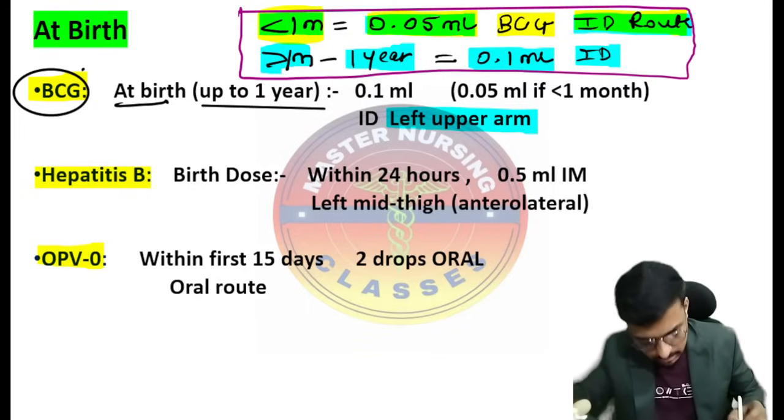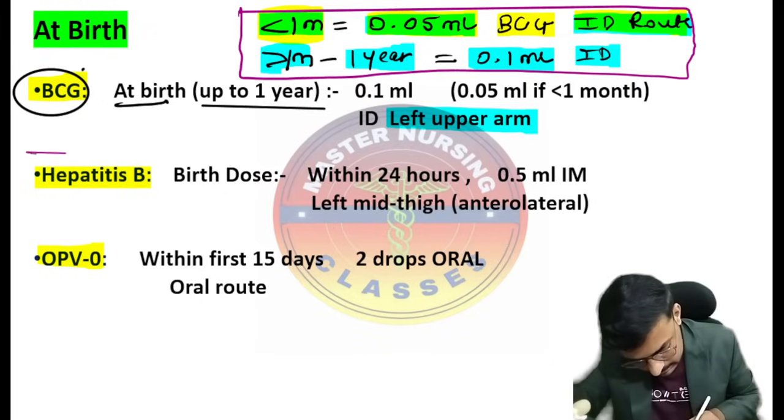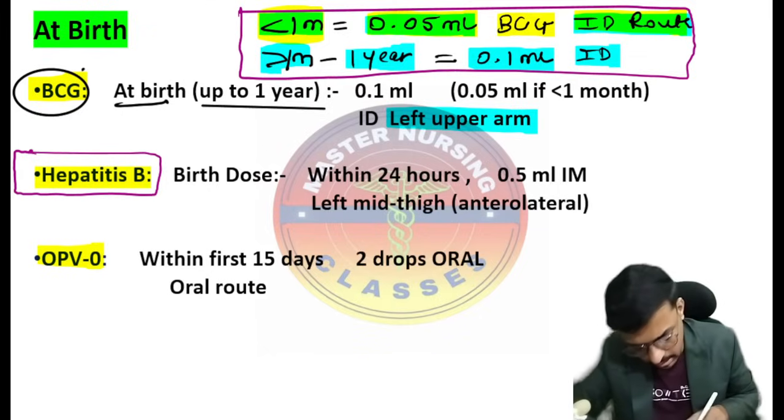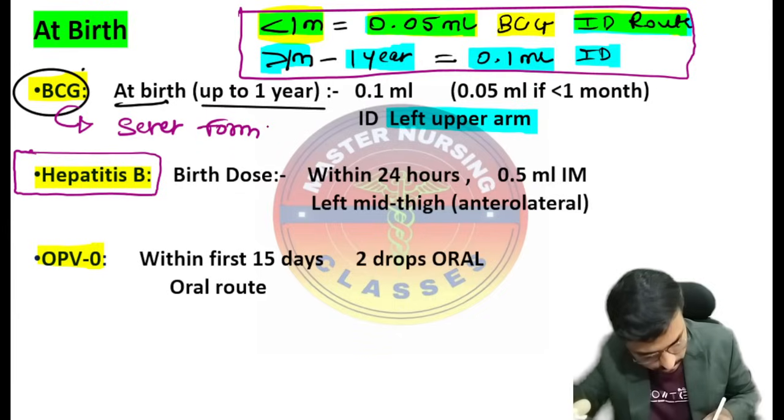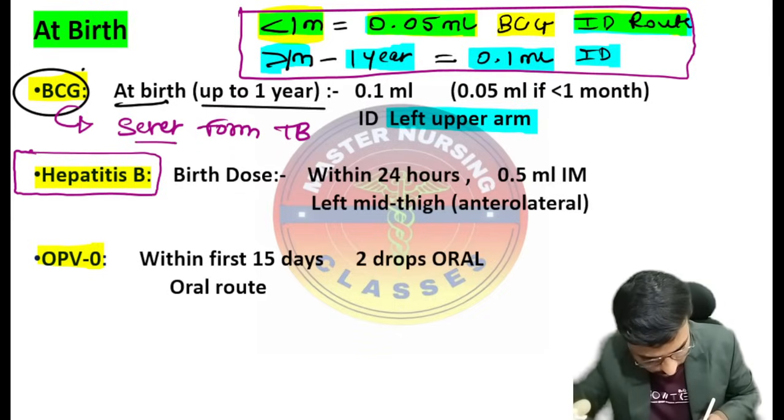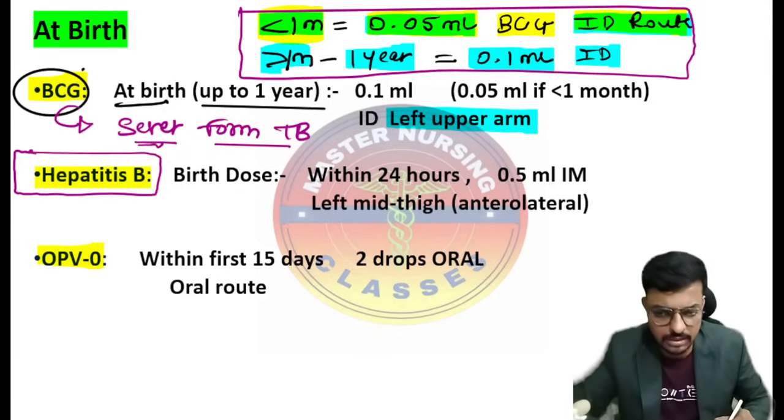Here comes the next vaccine, the hepatitis B vaccine. We give this one to protect against hepatitis B, and the BCG is given to protect against the severe form of TB, to protect against severe tuberculosis and extrapulmonary TB as well.